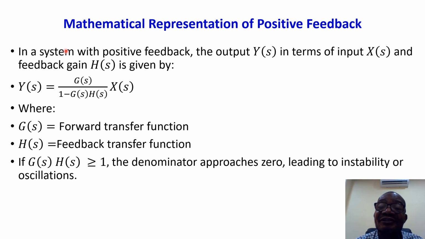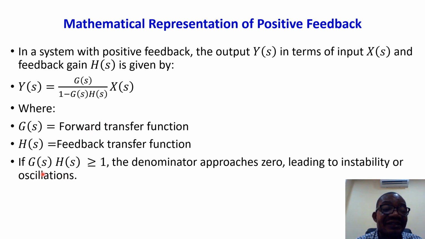Let's look at the mathematical representation of positive feedback. In a system with positive feedback, the output Y(s) in terms of input X(s) and the feedback gain H(s) is given by Y(s) = G(s) / (1 - G(s)H(s)) times X(s), where G(s) is the forward transfer function, H(s) is the feedback transfer function, and we realize when you look at the denominator 1 - G(s)H(s), it to a large extent determines the stability of the system.